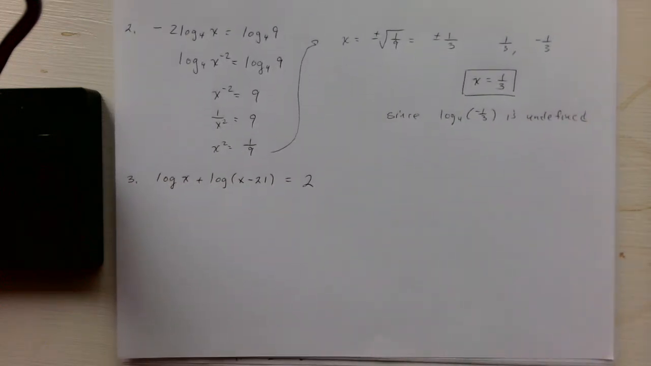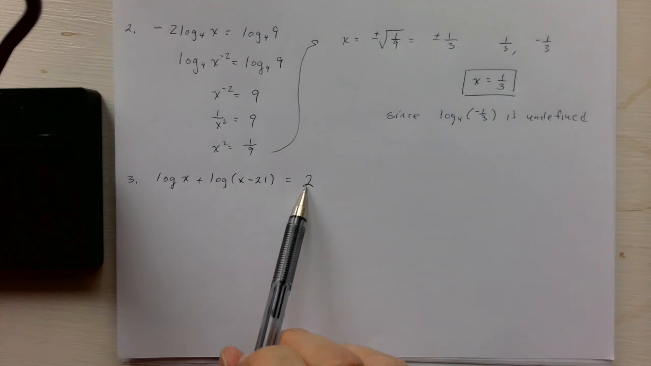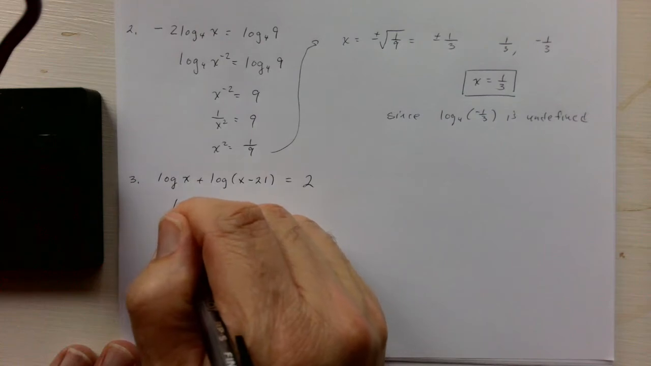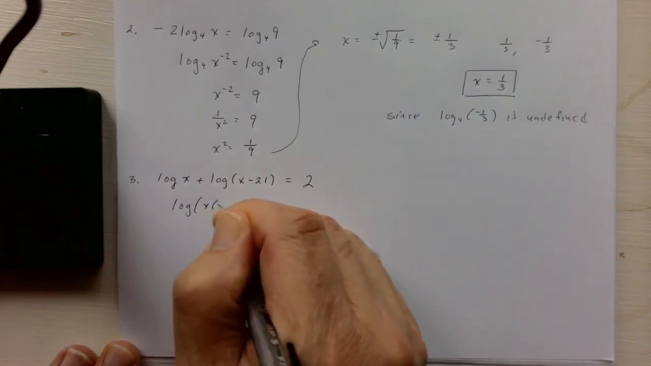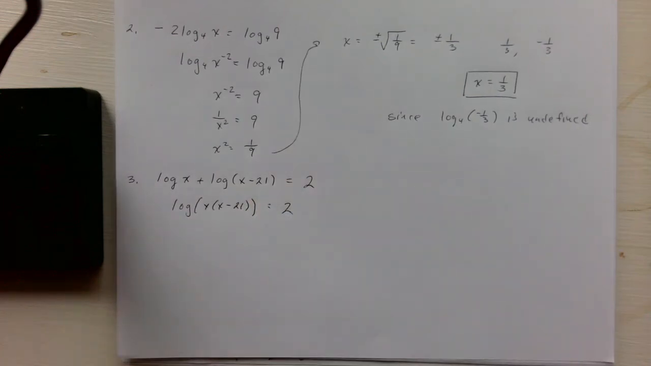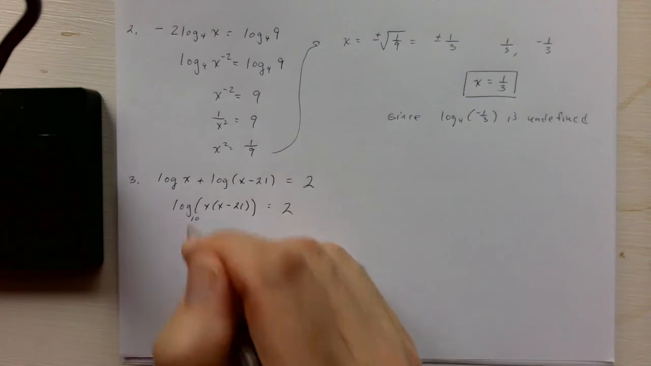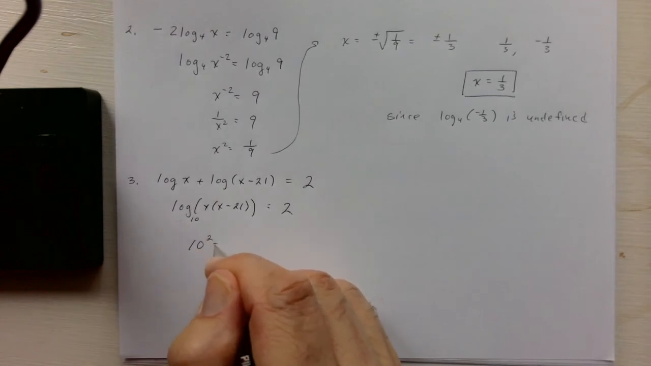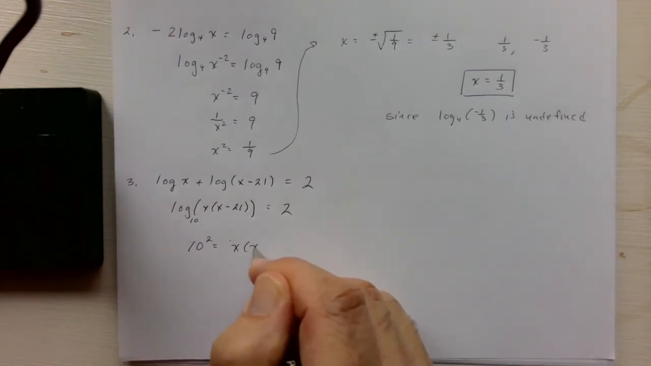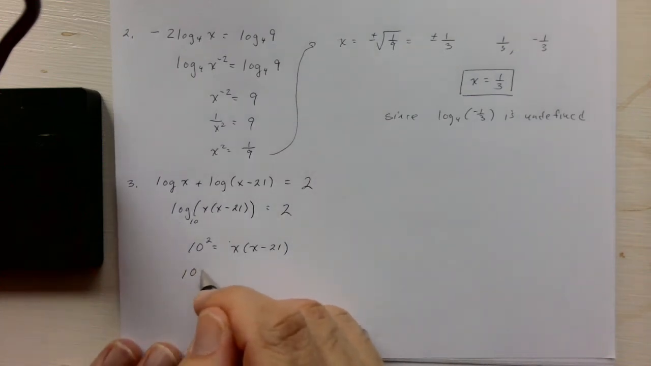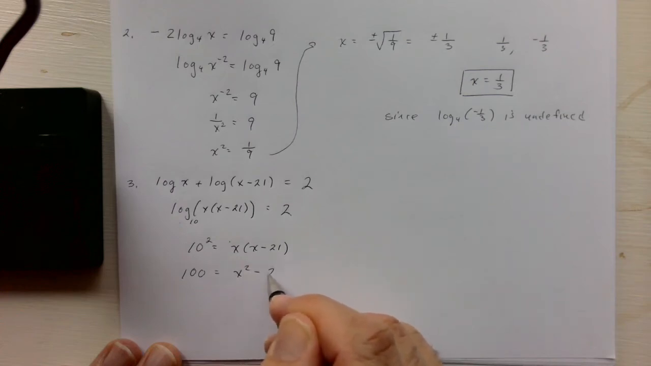Moving on to example 3, we have a sum of two logs equaling a number. Well, we know how to handle the sum of two logs. This is the log of the product. And once again, this is a common log, so the 10 is implied here. So we get that 10 squared is equal to x times x minus 21. This is 100, and this is x squared minus 21x.